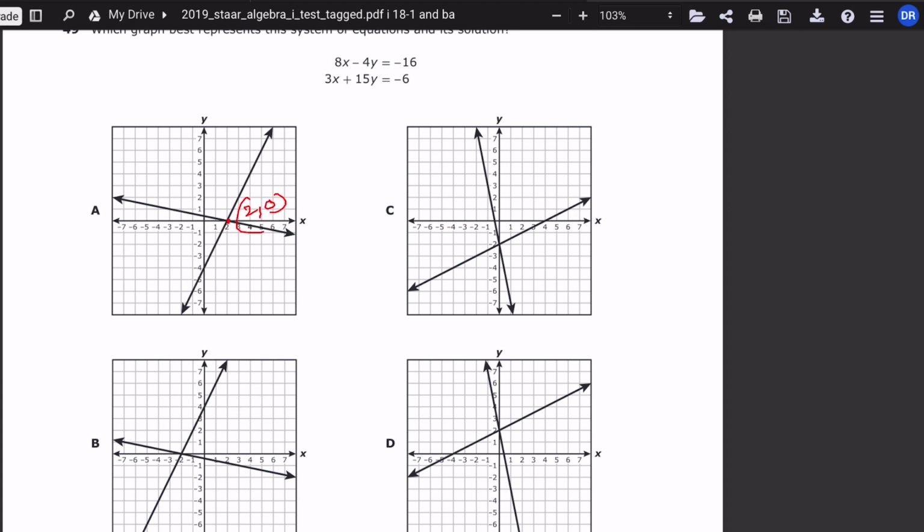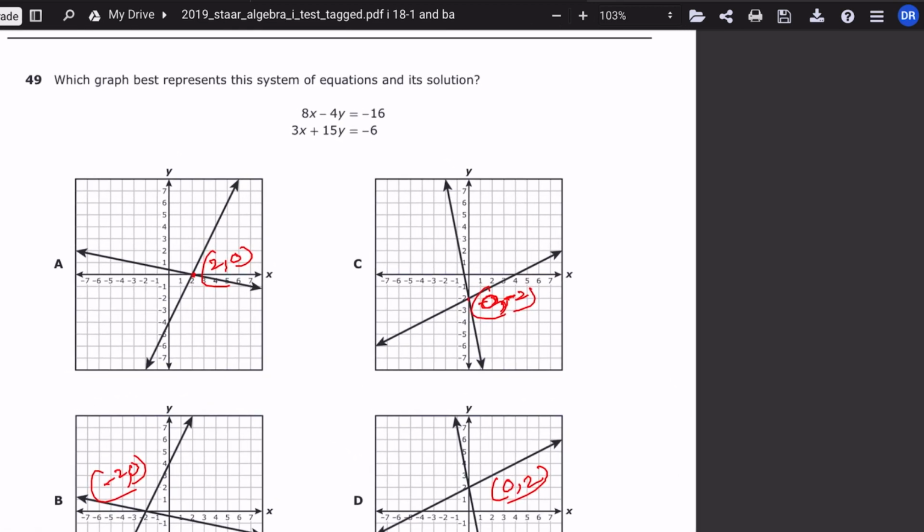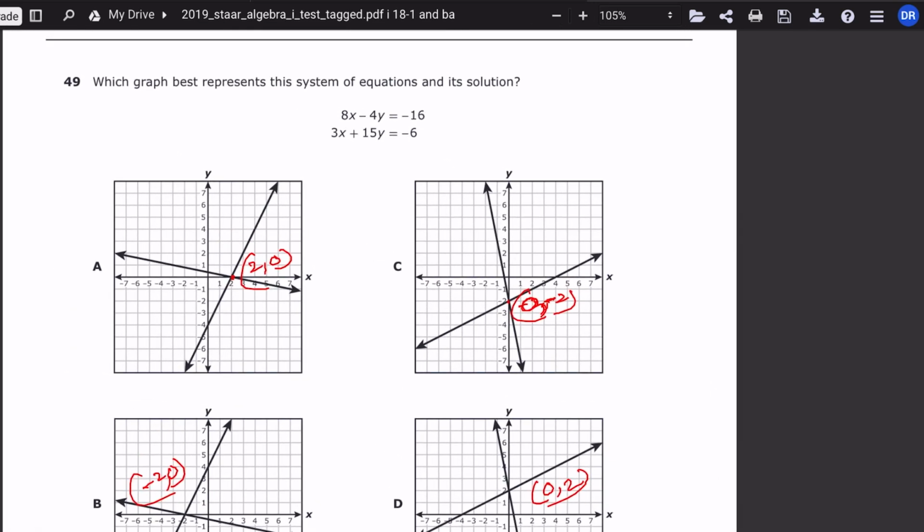In this the solution is 0, minus 2. In this the solution is 0, 2. In this the solution is minus 2, 0. So now we have to check whether this point is passing through both the equations or not. We have to see whether it is satisfying this equation. Is it equal to minus 16 and 6? So we'll check 2, 0 first.